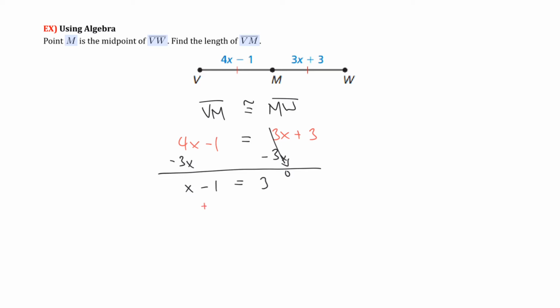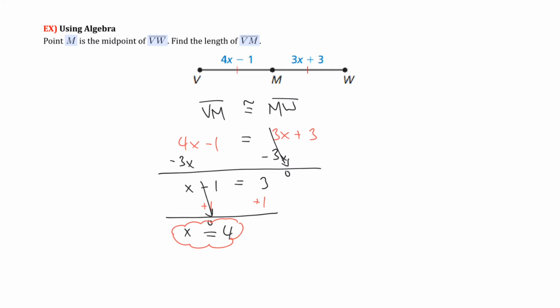Last but not least, I need to get x by itself. And to do that, I need to get rid of the minus 1 by adding 1 on both sides. We're now left with x. Again, this becomes 0, and this is equal to 4. Now, keep in mind that we are not yet done with the problem. The problem is asking us to find the length of segment VM. What I have found is x, and x here does not represent the length of VM.